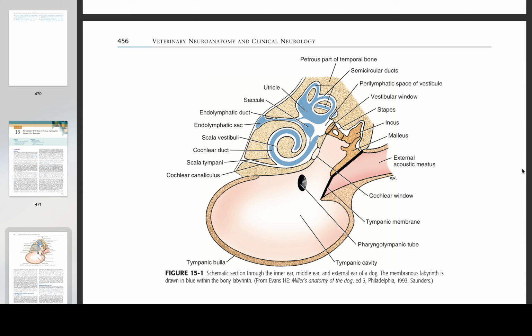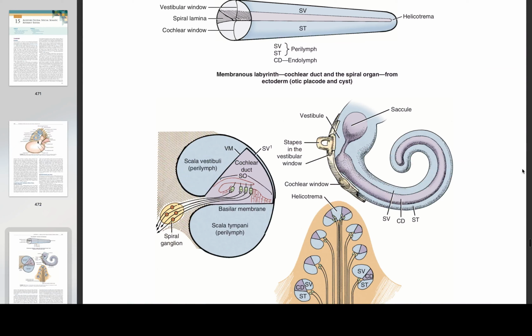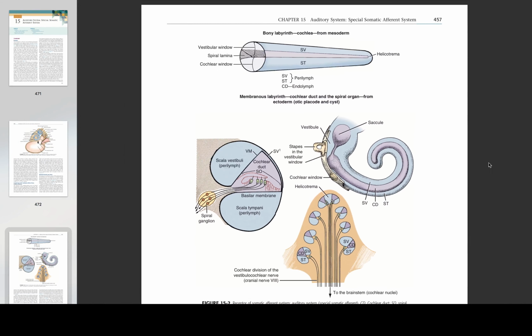The scala tympani is situated ventral to the cochlear duct. It communicates distally, at the helicotrema, with the scala vestibuli. Proximally, at the base of the coiled cochlea, the scala tympani terminates at the cochlear window, which is covered by a membrane that retains the perilymph within the bony labyrinth. On the other side of this membrane, at the cochlear window, is the air-filled tympanic cavity of the middle ear. This cavity is bounded by the petrosal bone dorsally and the tympanic bulla ventrally.